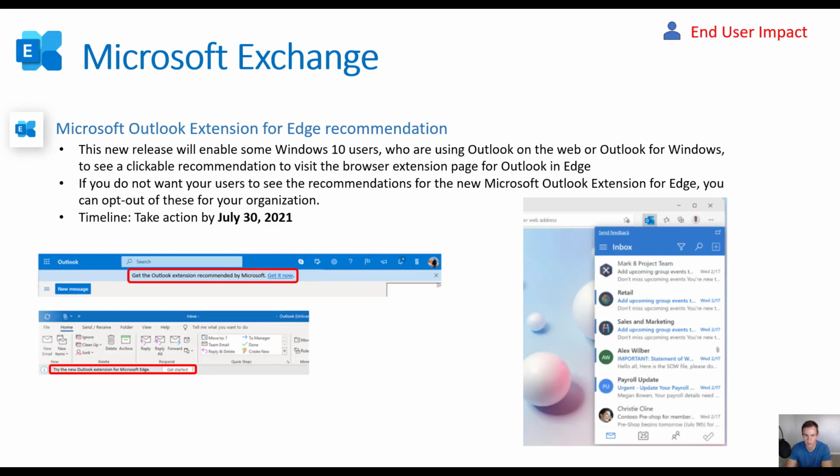Next, we'll shift in here to Microsoft Exchange. This one I consider to be more of something that you might want to get on top of to disable, just due to the nature of what kind of help desk calls it might generate for you. Microsoft's basically introducing this extension for Edge recommendation that will be a banner within the Outlook on the web environment, in the client environment of Outlook. And regardless of what browser you use, you'll see that in OWA.